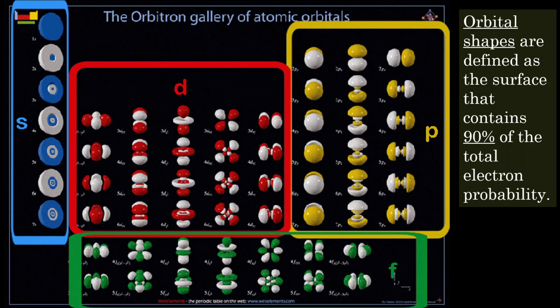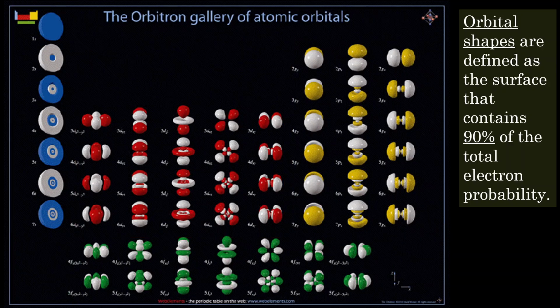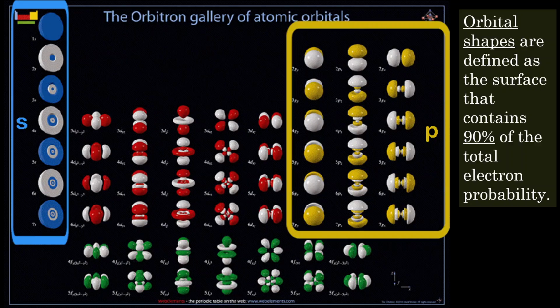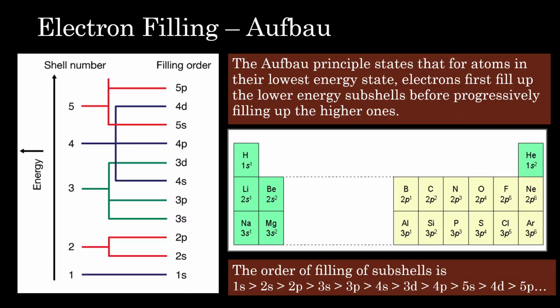So these orbital shapes are defined as the surface that contains 90% of the total electron probability. That's where we're most likely to find them. Now, when you look at the periodic table, it's arranged according to how the electrons fill up.